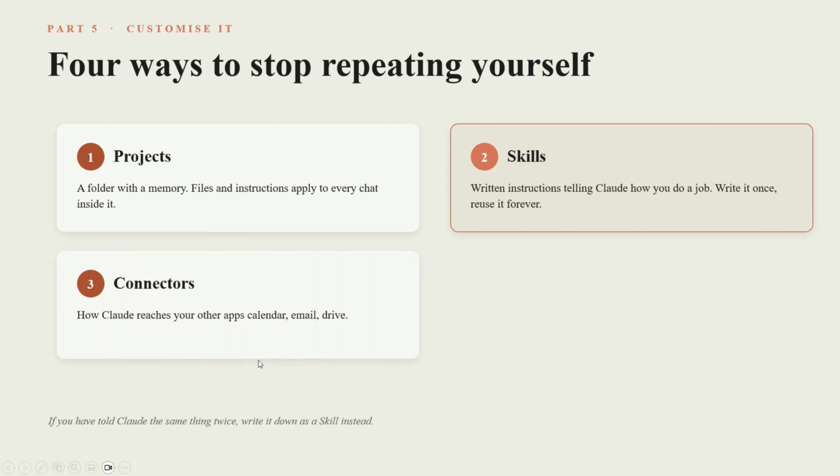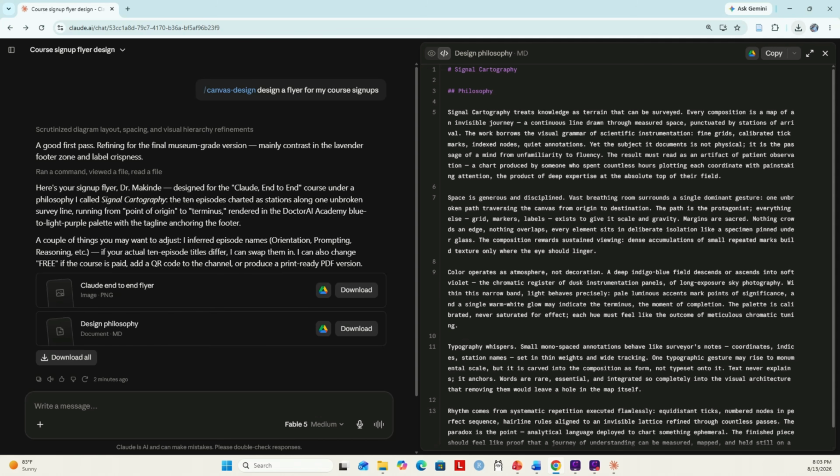Let's see. So how Claude reaches your apps, calendar, email, drive. So basically this is MCP, model context protocol, but this is made easier. You don't need to code to be able to do this. You can easily click and do it. How do we do model context protocol with this?